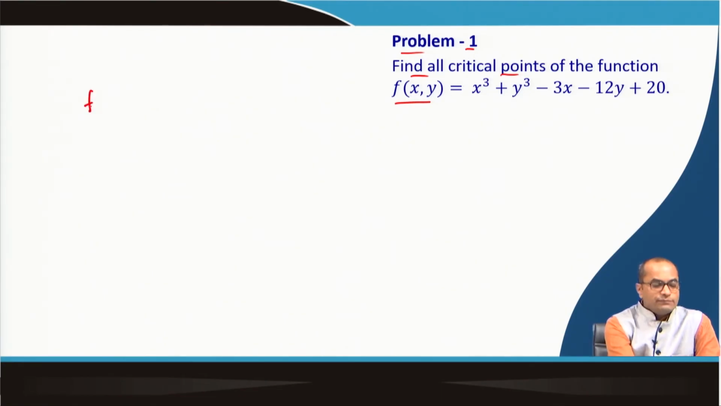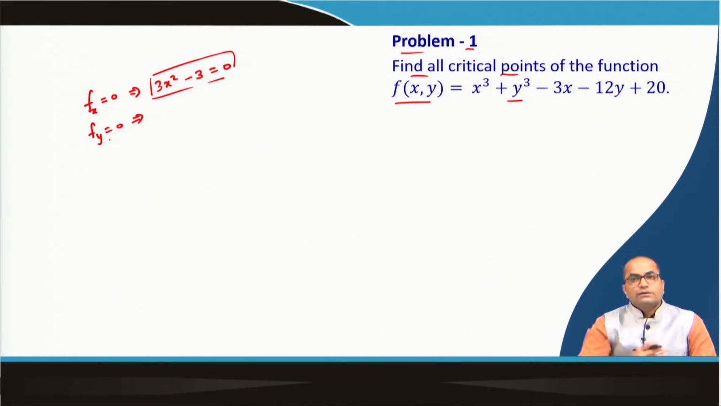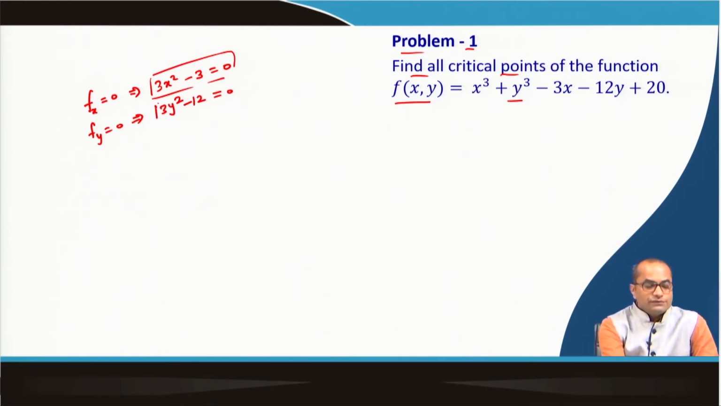To find the critical points, we need to set fx equal to 0. From here we get 3x², then here it will be 0, then we get minus 3 from there. So this is equal to 0, that will be one equation. And the second, fy equal to 0, we will get another equation. Here fy will be 0 when 3y² minus 12 is 0. So these are the two equations which we got after setting fx equal to 0 and fy equal to 0.